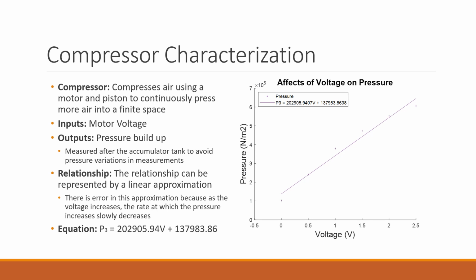The inputs to this compressor are the voltage of the motor, and the outputs are the pressure that's built up. This is measured after the accumulator tank to avoid pressure variations. However, it should have the exact average pressure that comes out of the compressor originally.